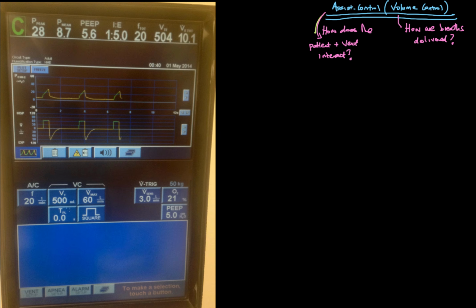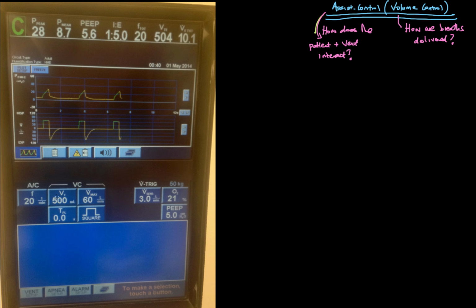Down in this bottom section, we have these blue boxes. These are the values that we as clinicians input into the ventilator. So if you're the respiratory therapist entering values into this ventilator, these are the ones we're picking. This is a respiratory rate, often termed F for frequency. So 20 per minute, that's 20 breaths per minute.